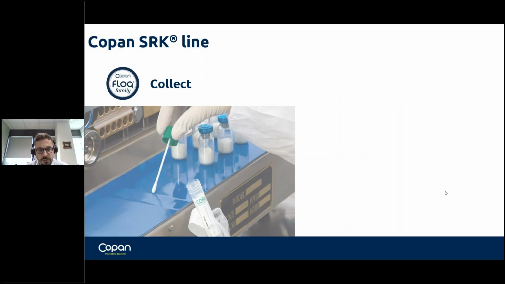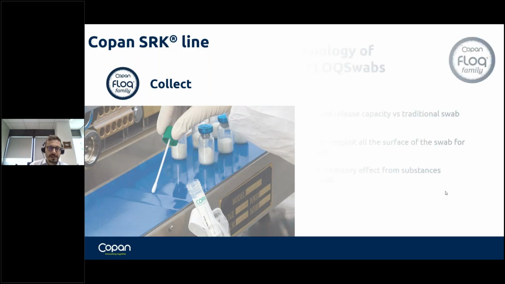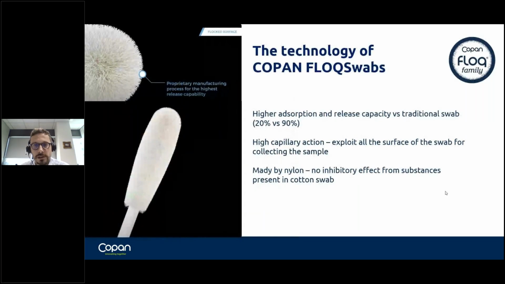And if we want to go a little bit more into the collection part, so again, two main steps. I need to collect and I need to transport my sample. As said before, for the collection part, the top level products in the line are all based on the Copan flock technology. What is the Copan flock technology? The Copan flock technology is a proprietary technology for manufacturing a swab.